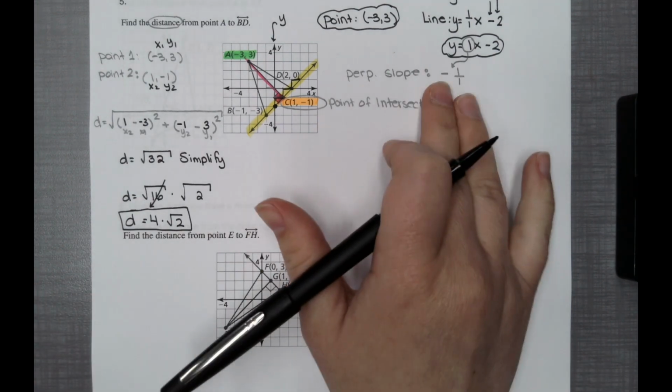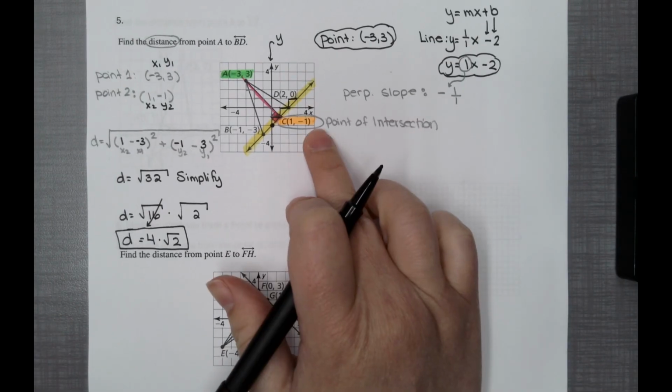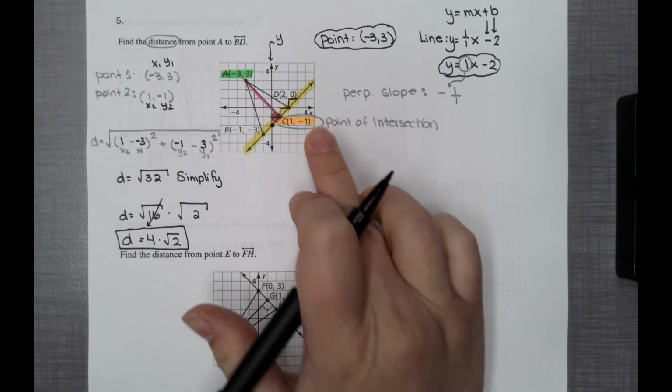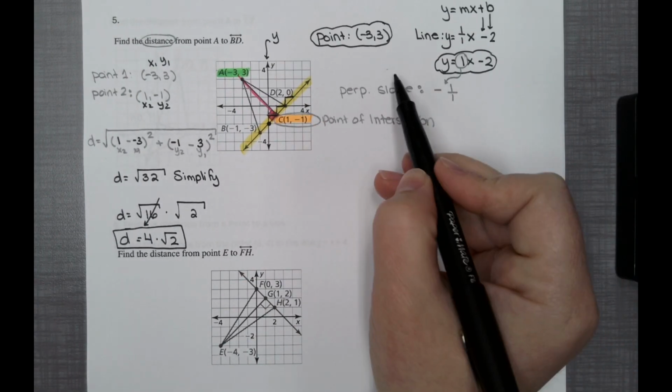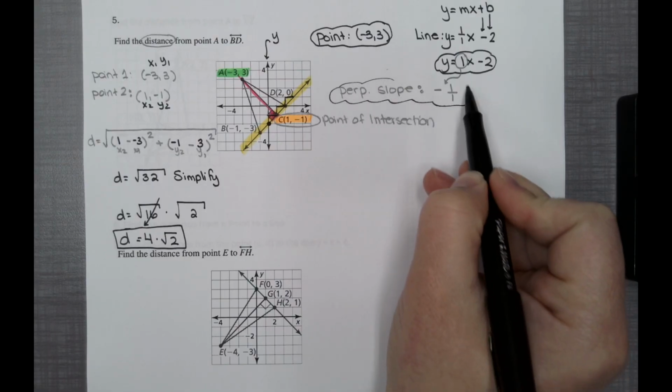Okay. In class, this is what we did. Point of intersection was not provided for you. You do need to know how to use the perpendicular slope to find where your point of intersection is. Okay, moving on to the next one.